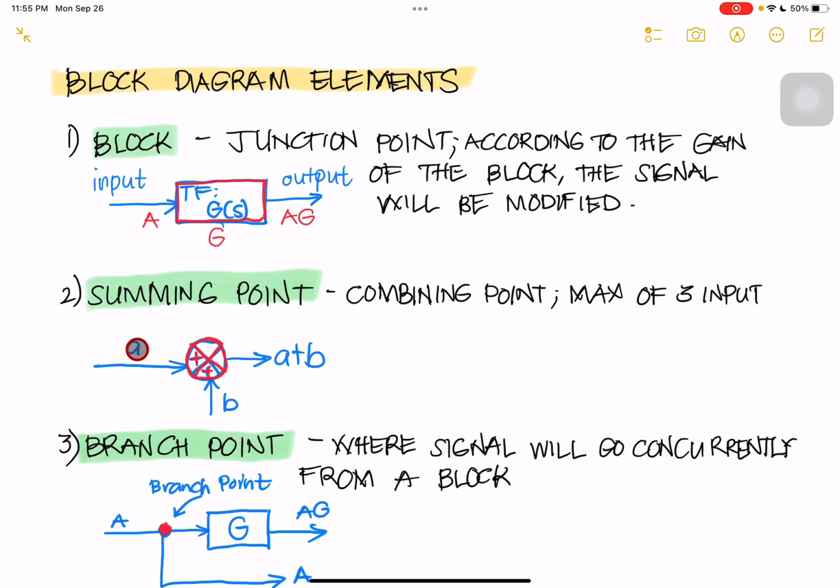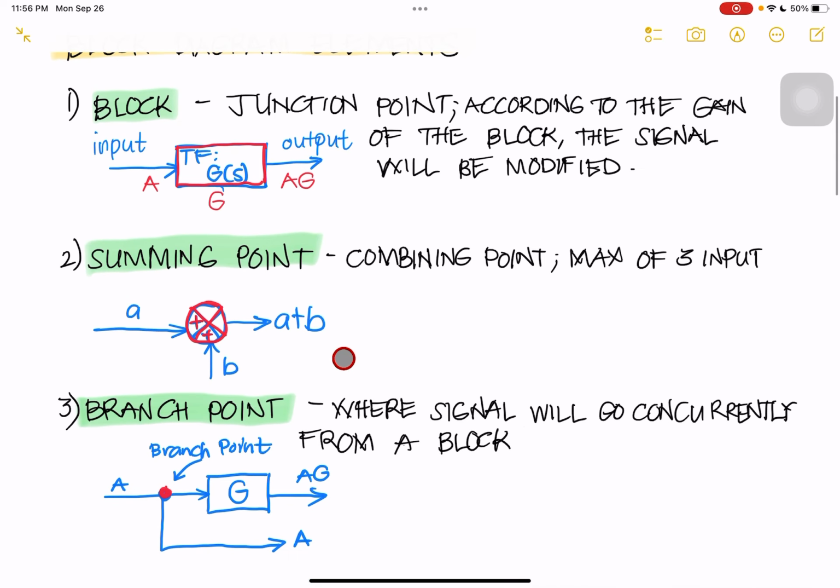For example, we have 2 inputs, A and B, both positive. Therefore, the output will be A plus B. If we have another one that is negative, with a signal C, the output will be A plus B minus C.